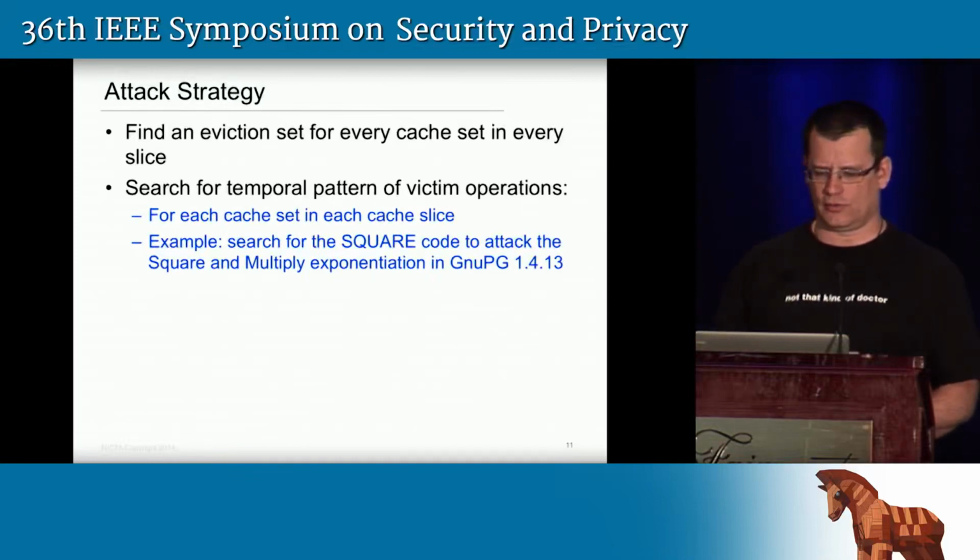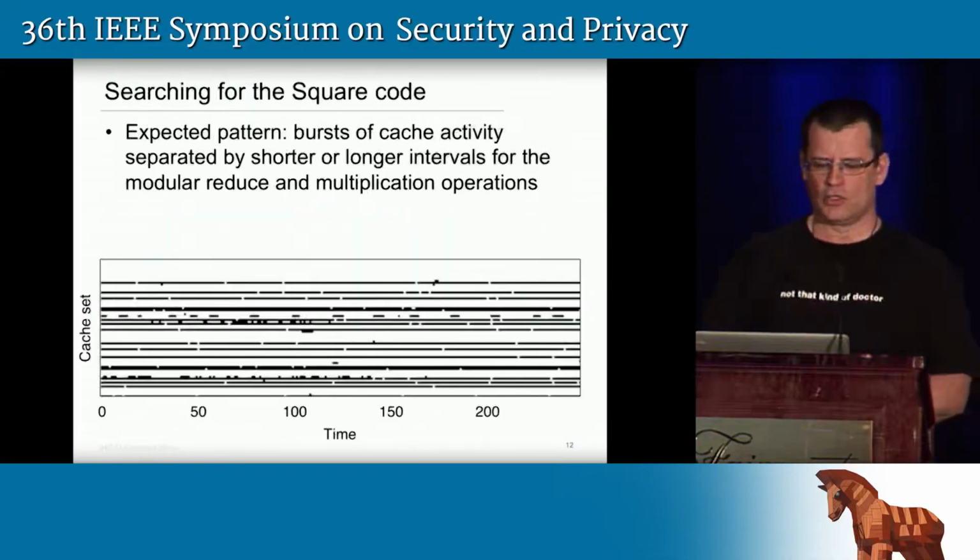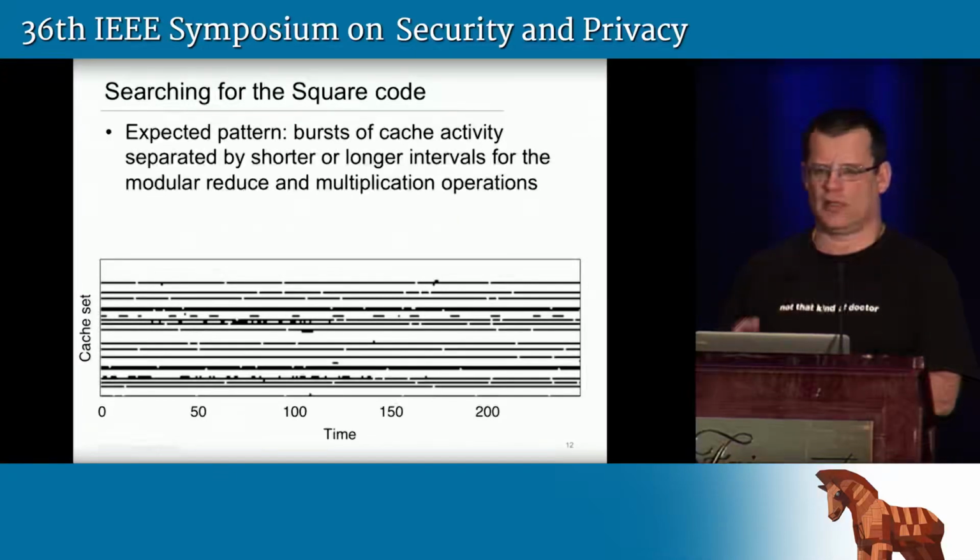This is an old version of GNU-PG. I'll show the later version of GNU-PG later. So GNU-PG 1.4.13 uses square and multiply. We know that the exponentiation does squaring, then modular reduction, and then if the bit is set, it will also do a multiplication and modular reduction.